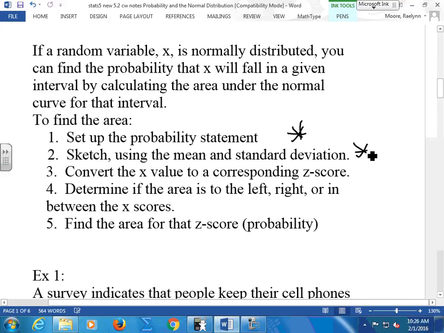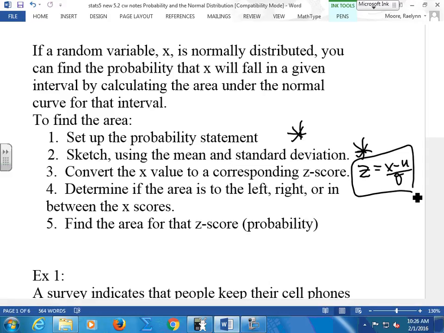We're going to sketch. We're going to put your mean and your standard deviation out there. We're going to convert your x values to z-scores. We have a z-score formula. This is the one formula that I asked you to remember, that really drives this whole course.